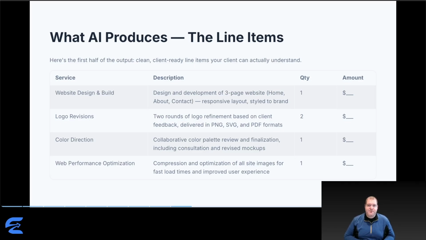Every one of those descriptions came directly from the raw notes on the previous slide. Nothing was invented, nothing was embellished. AI translated the shorthand into the language a client actually needs to see on an invoice. Notice that some back and forth on colors became collaborative color palette review and finalization, including consultation and revised mockups. Same work described in a way that communicates value instead of effort.